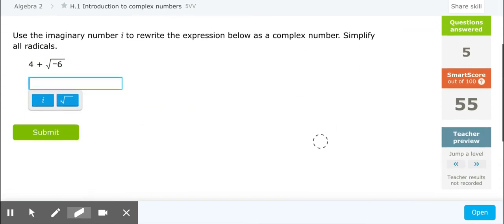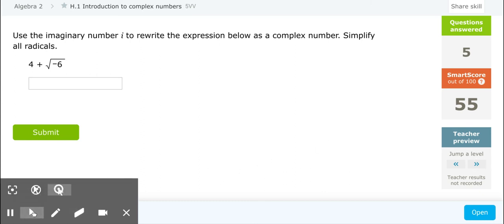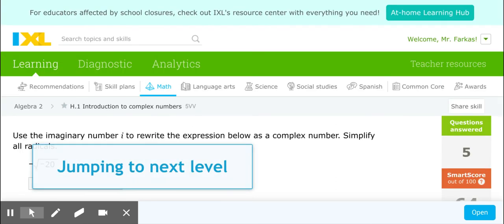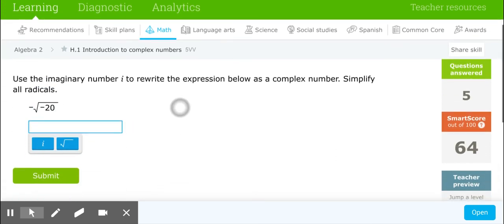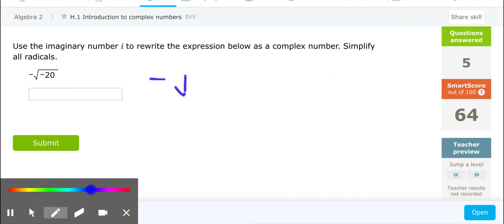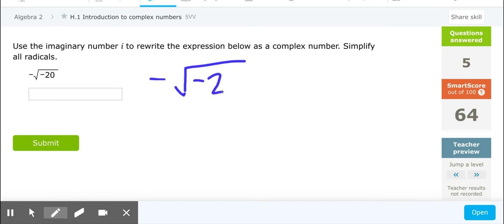All right, this one's pretty similar. Let's skip to the next level. Oops, I'm erasing. All right, this one's a little bit different. Let's do this together. So here we have negative the square root of negative 20.